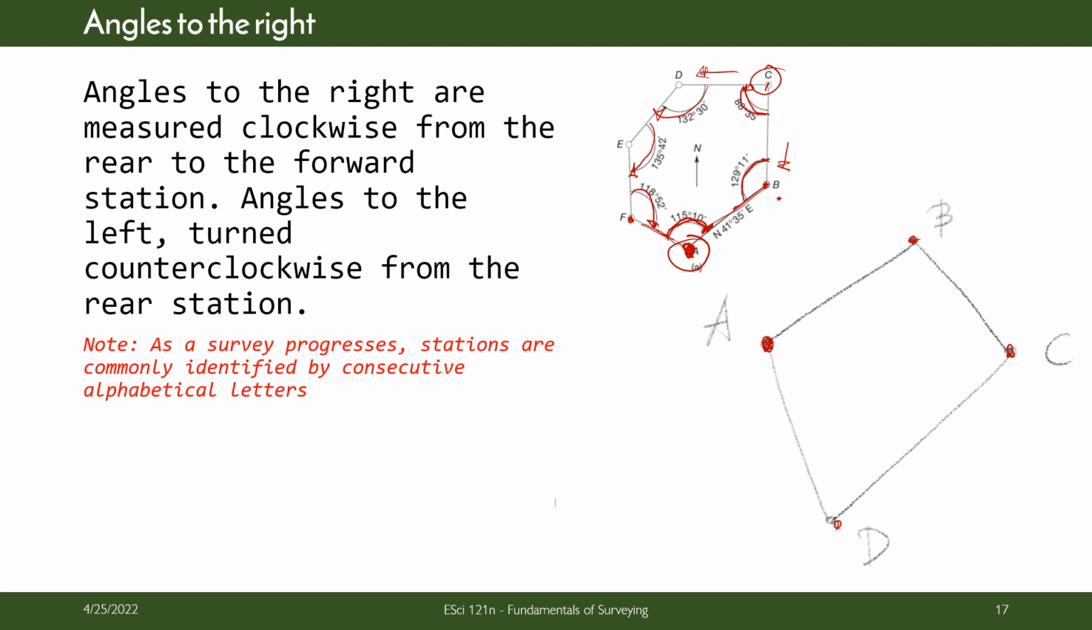For this one, the direction is the opposite. You are at point A, then you observe point D as your rear station, and you have your point B as your forward station. So this is an example of an angle to the left.